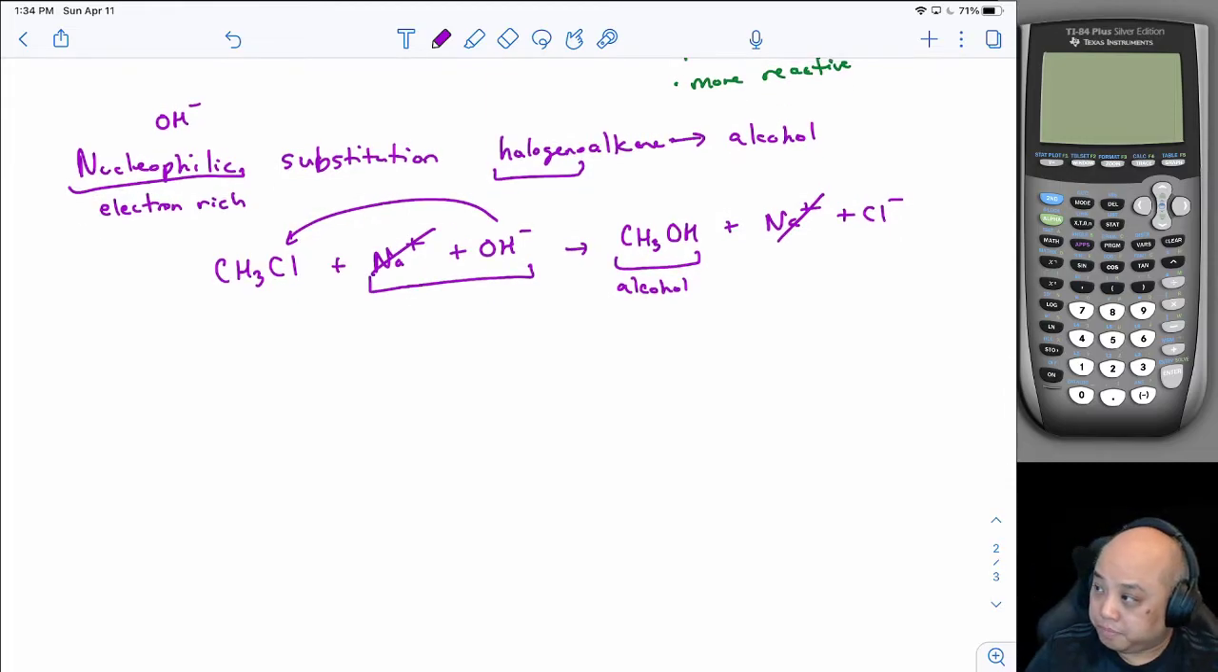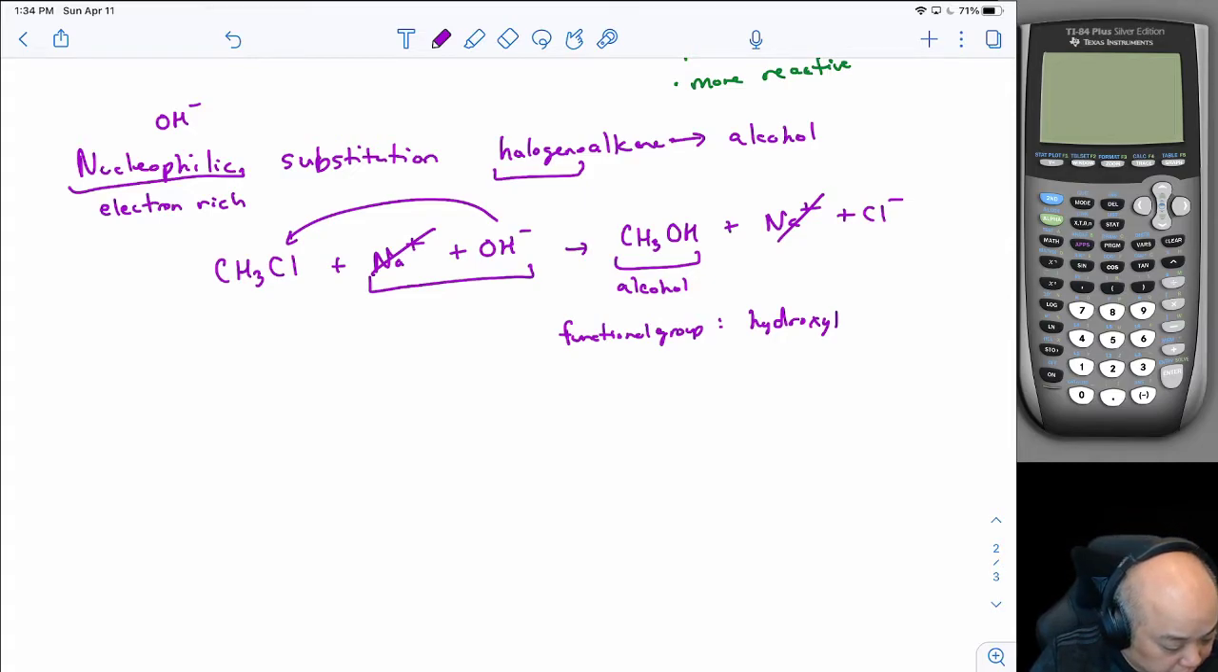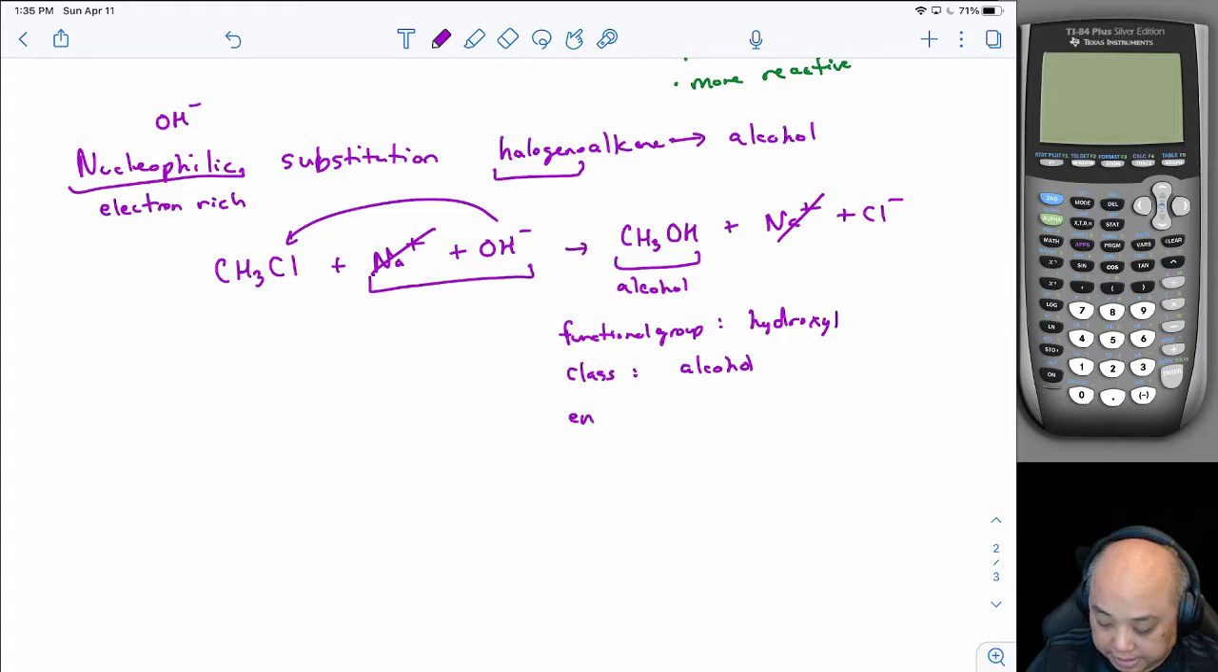And that alcohol has a functional group that we call the hydroxyl group. Okay, they are going to be very particular about you saying the hydroxyl group versus saying an alcohol, because the hydroxyl group is the actual functional group. The alcohol is a class of compound. Okay, and again, we said the ending is OL in here.